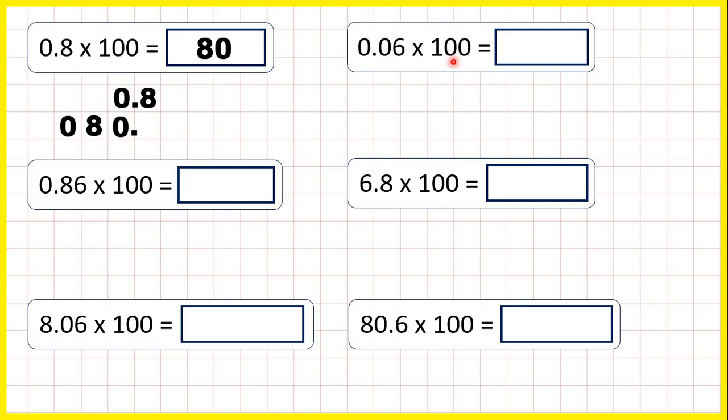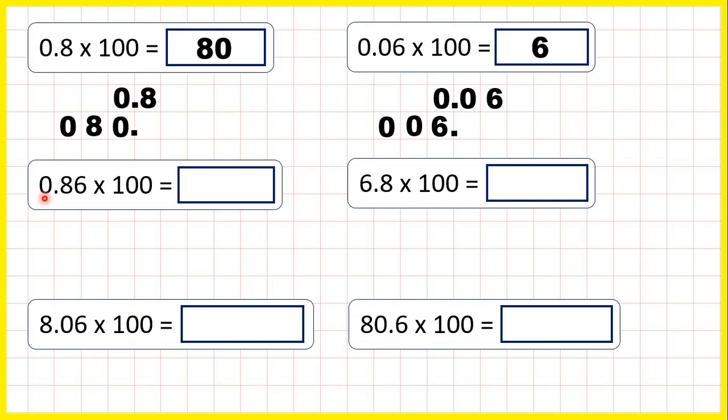0.06 times 100, so we write out the number and copy down the decimal point. We move each digit 2 squares across, and that gives us 006 and then a decimal point on the end. If the decimal point is on the end with nothing after it, we have a whole number. So our answer is 6 because we can ignore zeros at the start of a whole number.